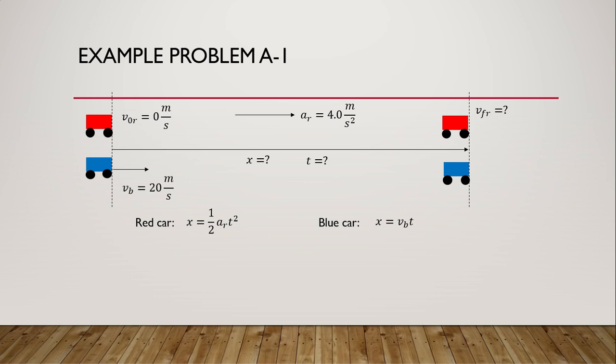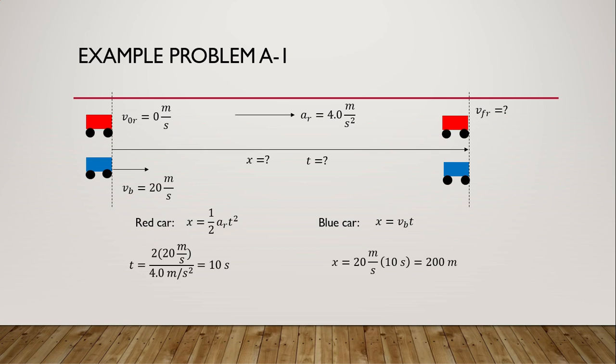So at this point, I have two equations, two unknowns. This is what we call a system of equations, and it's possible to solve this system for one of the unknowns and then plug it back in to find the other unknown. The nice thing about both these equations is they're both solved for x. So let's set 1/2 a_r t squared equal to v_b t, and I can solve that for t ultimately. Divide both sides by a t, multiply by 2, divide by a_r, and then if we plug that in, we get that t is equal to 10 seconds.